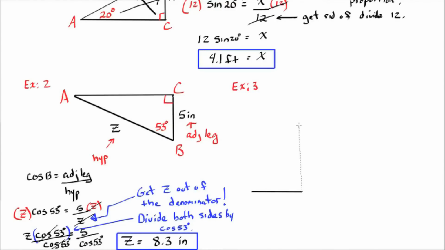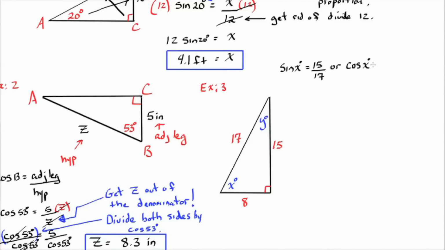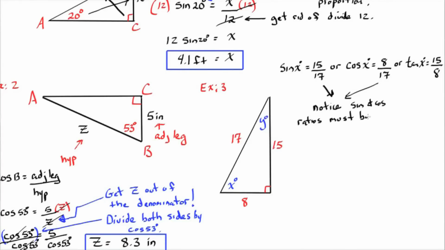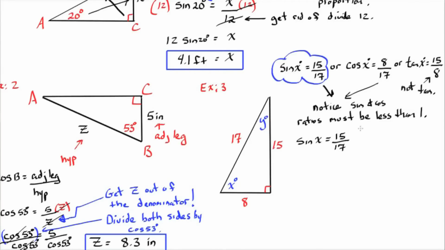Example 3. This time I'm looking for my 2 acute angles of my right triangle, and I know all 3 sides. So in this case I can use any one of the equations, Soh Cah Toa. Notice sine and cosine ratios will always be less than 1. There's no way that one of the legs would be greater than the hypotenuse, but the tangent ratios can be anything. So let's go with sine x equals 15 over 17.